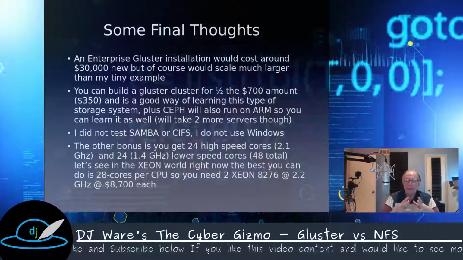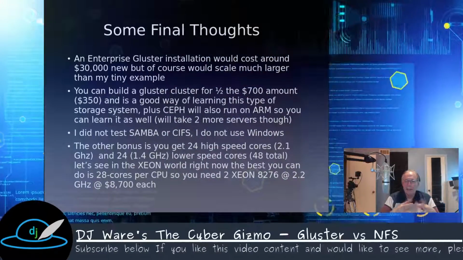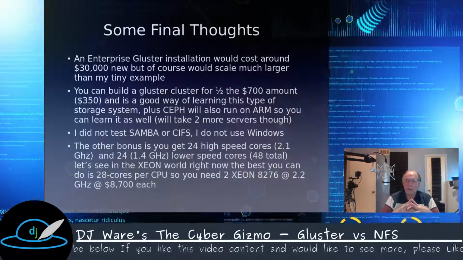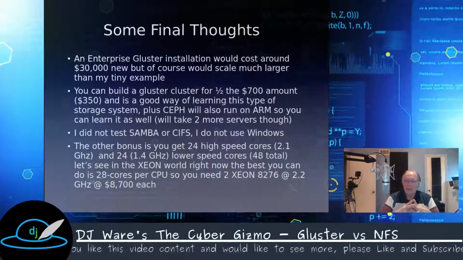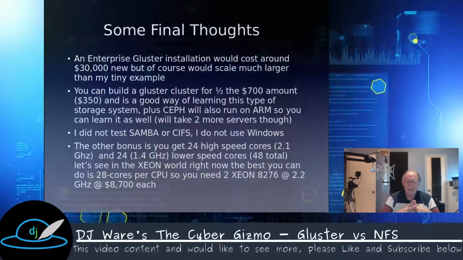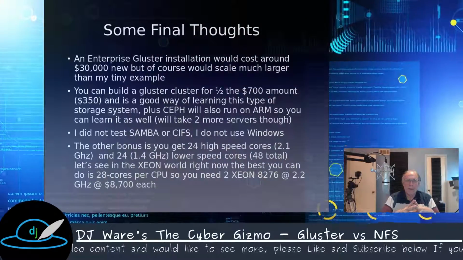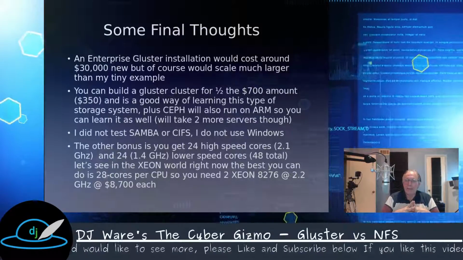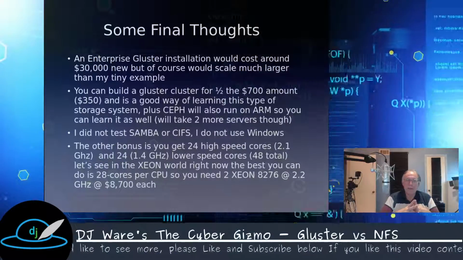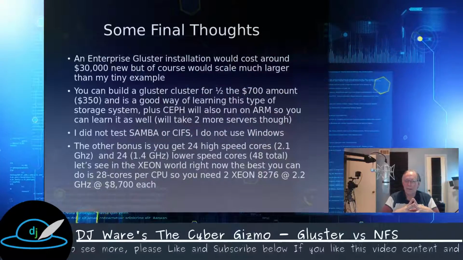The other bonus you get here is that when you have 6 machines, you actually get 24 high-speed cores and 24 low-speed cores. So that's pretty impressive. And if you use something like a Beowulf cluster or an MPI cluster, you'd be able to utilize those even with Gluster running. There's plenty of performance and plenty of horsepower left on those machines to be able to actually run workloads on them.